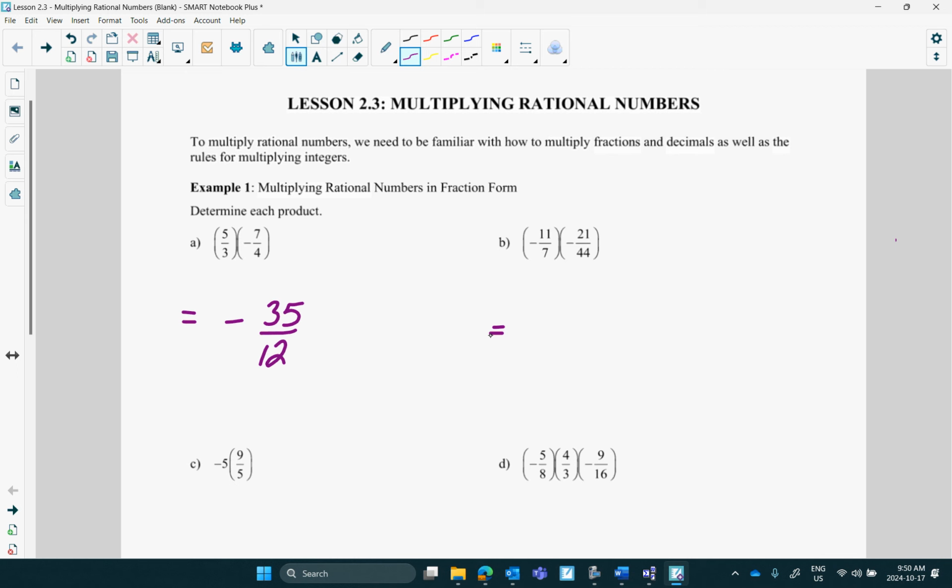For the second one, is my answer going to be positive or negative? You're right. Positive, yeah. So don't even worry about these negatives anymore, because you know your answer is going to be positive. And now we look for reducing. Can I pick a pair from the top and bottom that I can reduce? Nicole?